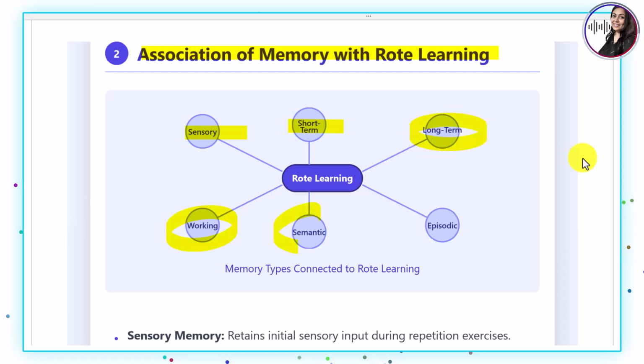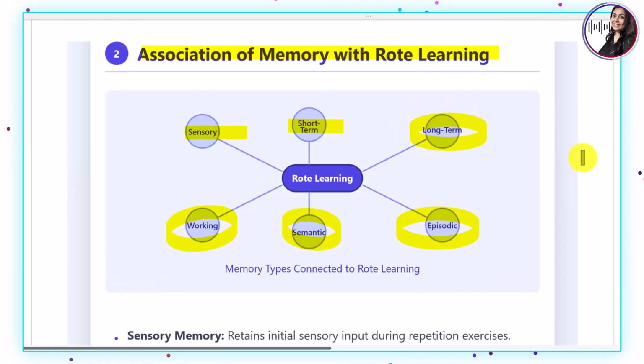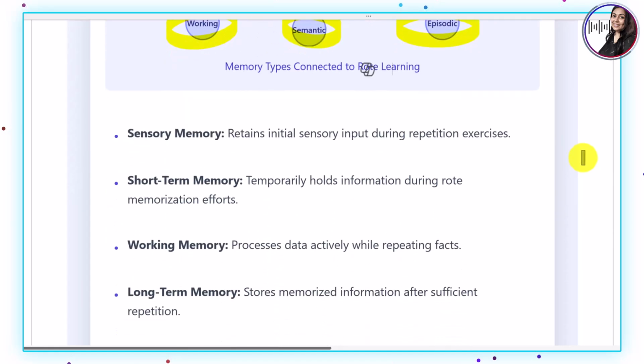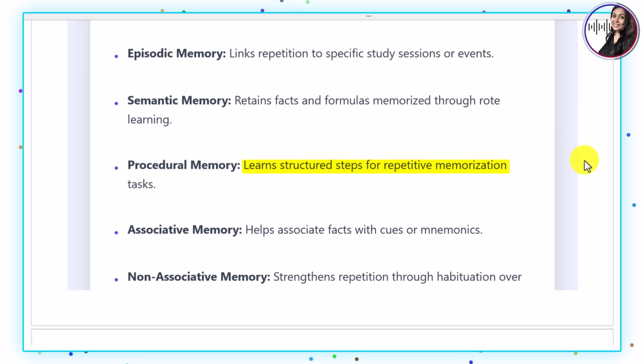Rote learning often strengthens semantic memory, which stores facts, formulas, and definitions. At the same time, episodic memory links memorized content to specific study sessions or learning experiences, such as remembering when or where something was studied. For tasks that involve fixed steps, procedural memory helps learners remember structured routines through repeated practice. Other memory mechanisms also support rote learning.